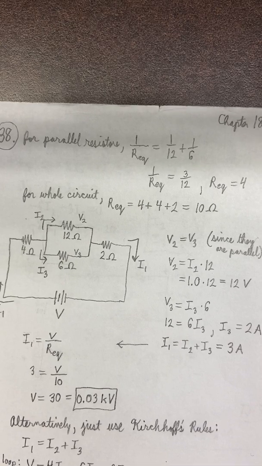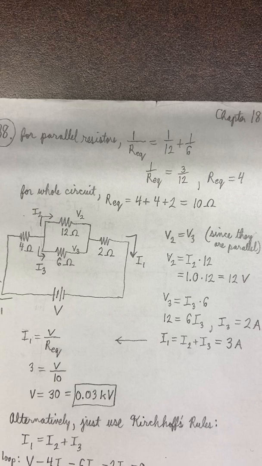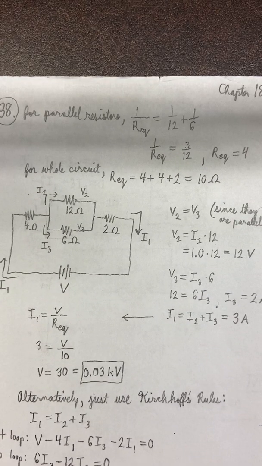In number 38, we have parallel resistors, so 1 over Rec equals 1/12 plus 1/6, and we get an Rec of 4 ohms. So for the whole circuit then, the Rec is 4 plus 4 plus 2, which is 10 ohms. Now, keep in mind that we have a 4 ohm resistor in series with a 6 and 12 parallel combo, which is in turn in series with a 2 ohm resistor. And that's where the 4 plus 4 plus 2 comes from.